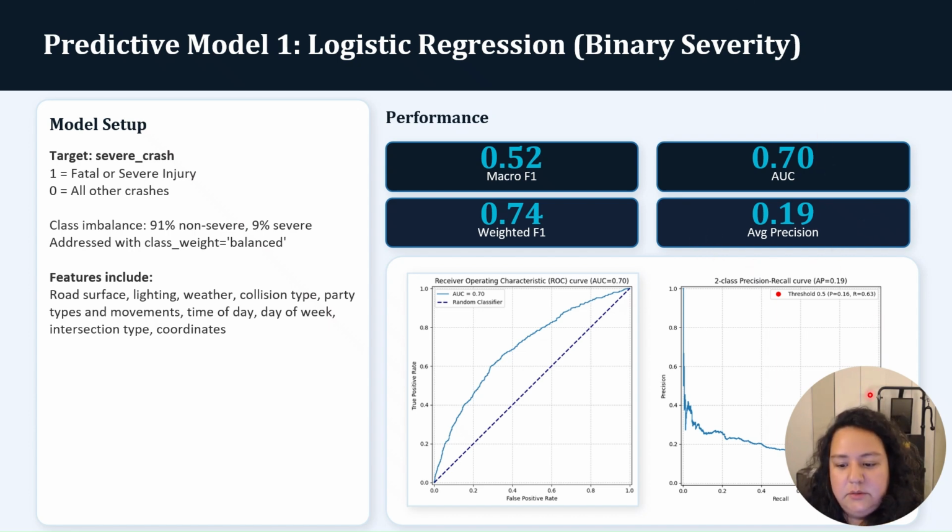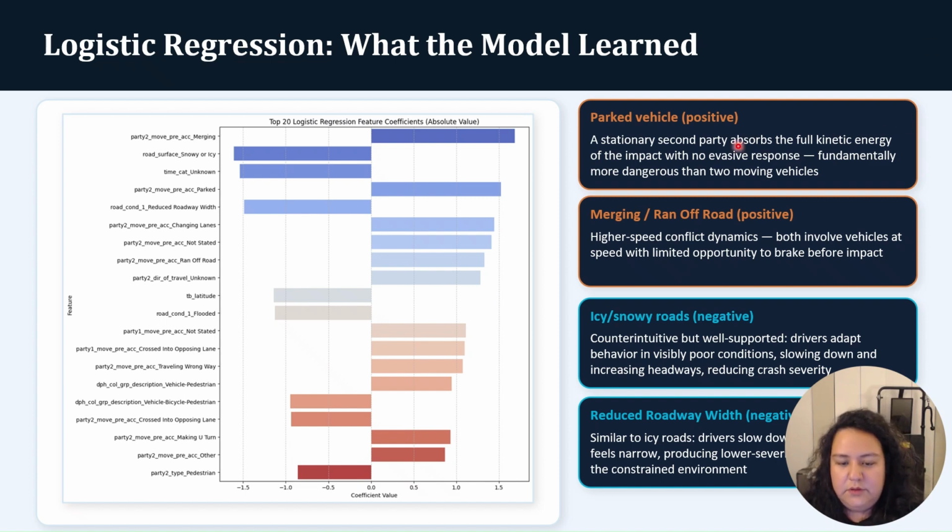And the precision recall curve shows an average precision of 0.19 against a baseline of 0.09, confirming that the model is doing more than twice as well as chance. At the default threshold of 0.5, recall is 0.63, meaning the model catches nearly 2/3 of severe crashes. So here are the features that are most associated with severe crashes.